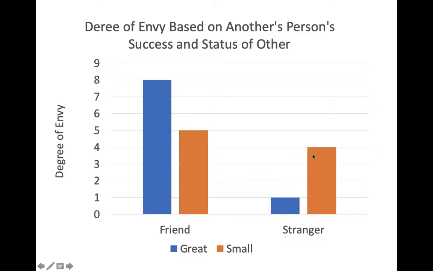And the interesting thing here too is you can also see the interaction, and we have something called a reversal pattern. So when I'm considering my friends, I'm more envious of a great success. But when it comes to strangers, I'm more envious of a small success, which is kind of weird with this data. So that's kind of a crossover effect or a reversal effect. But again, that indicates that we've got an interaction going on.